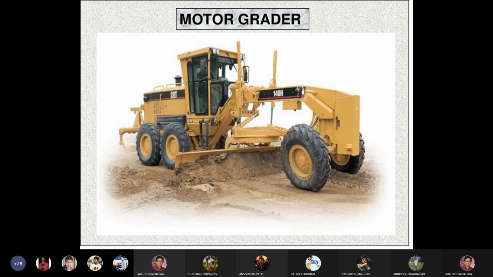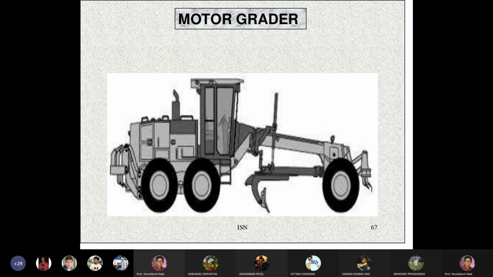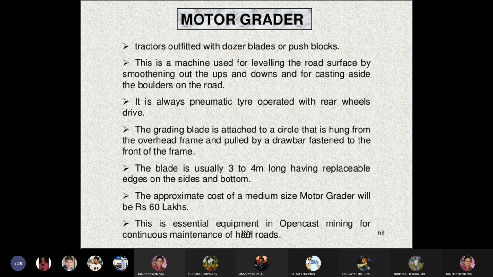This is another type of machine used in surface mines, which is called a motor grader. This is the ray diagram of the motor grader. So, what is a motor grader? Tractors outfitted with dozer blades or push blocks are called a motor grader.